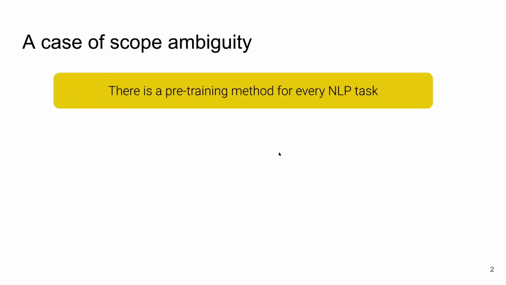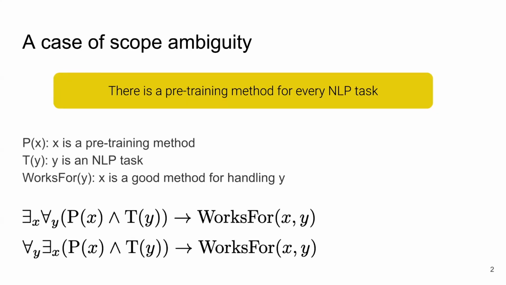So let's start with a case of scope ambiguity. Let's look at this sentence: there is a pre-training method for every NLP task. There are two ways to interpret this sentence based on the quantifier scope, the existential and the universal quantifier. One possibility is that there exists a single pre-training method such that this pre-training method will be useful and will work for any downstream NLP task. That's interpretation number one. And if you switch the order of the quantifiers, then we are saying that for every downstream NLP task, there exists some pre-training method, not necessarily the same one, such that this pre-training method will be good for the downstream NLP task.